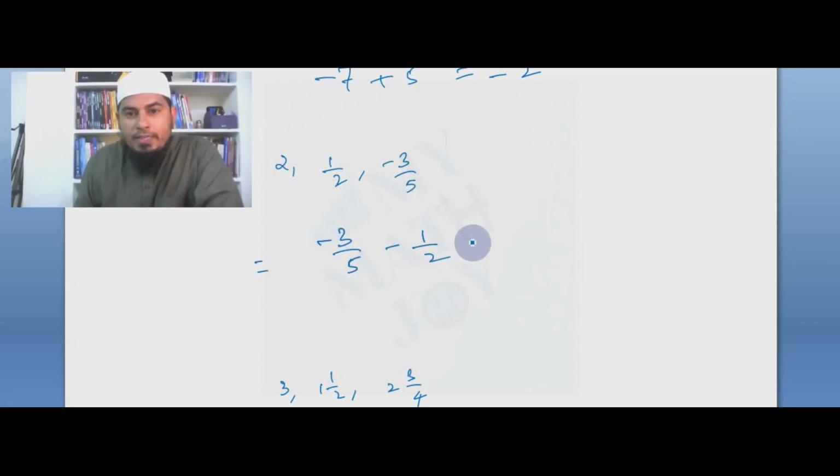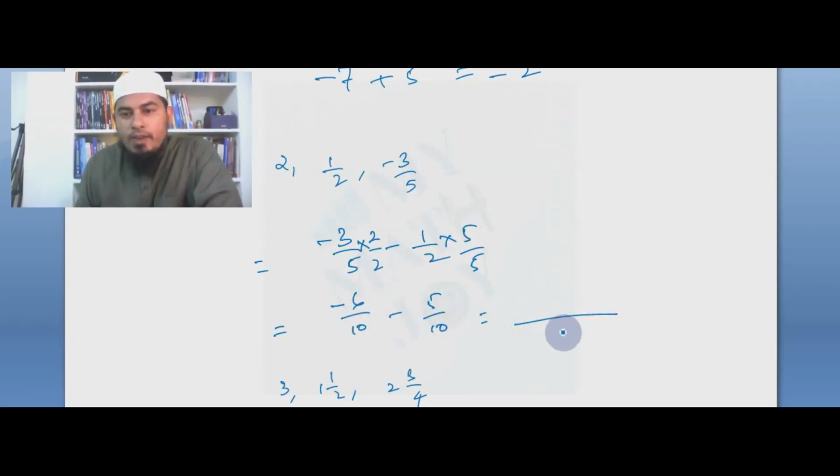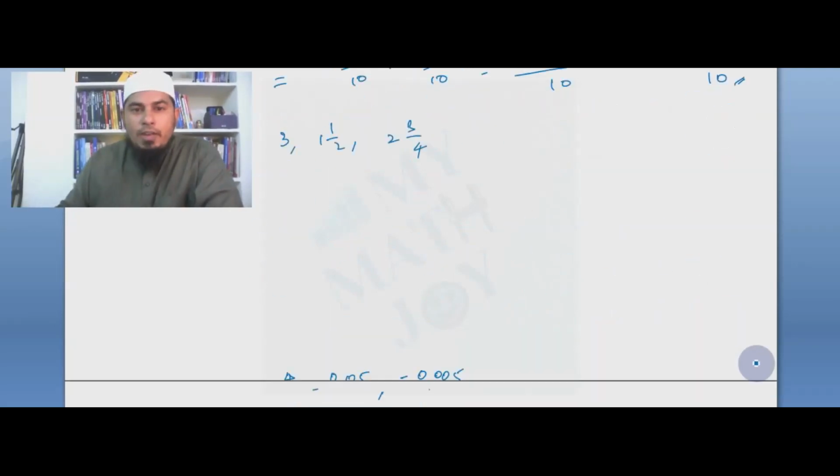So when we get like this, what we need to do, we can do cross multiplication or make them like. Making them like can be done in this way, multiplying and dividing by suitable numbers so that the denominators become equal. So minus 6 over 10 minus 5 over 10. Now the denominators are 10, minus 6 minus 5, exactly it can be written as minus 11 over 10.